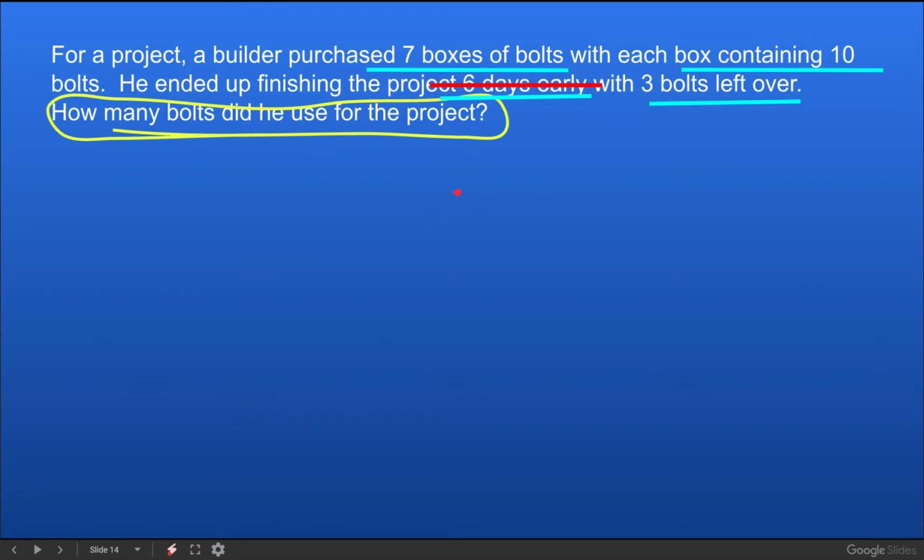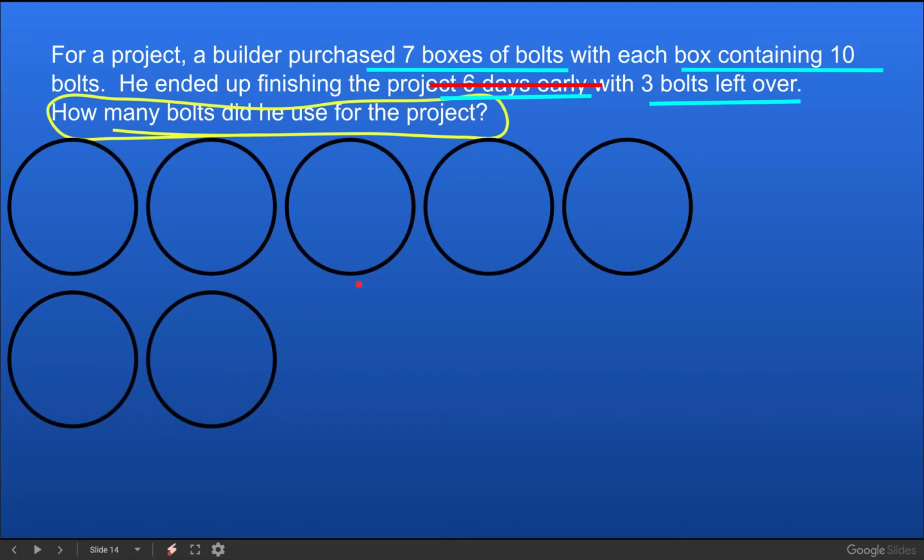So now I need to figure out how many total bolts he had in order to figure out how many he used. So he says he had 7 boxes and each box contained 10. So what I'm going to do is make 7 big circles, and these big circles are going to represent the boxes of bolts. So there are 7 big circles to represent the 7 boxes of bolts. Each box contained 10 bolts, so I'm going to make 10 little circles inside of each one of these big circles. So I have 10 bolts here, 10 bolts here. I have 10 bolts in each one of my boxes.